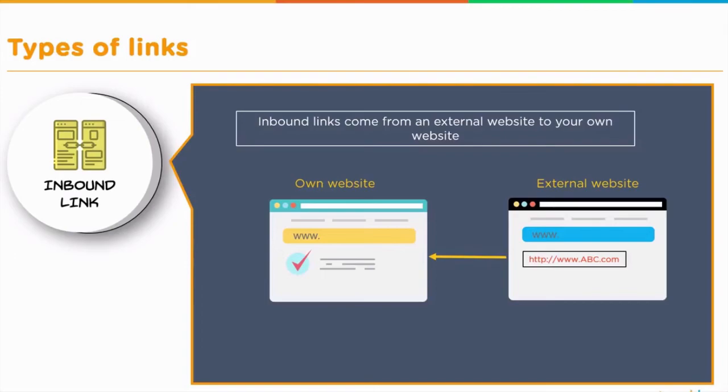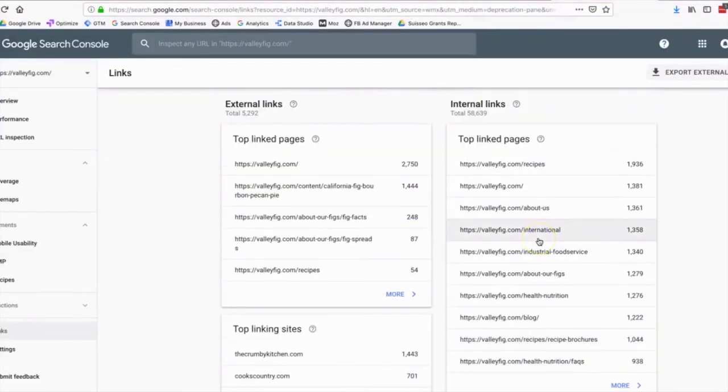So let's harken back to Search Console as an example. In Search Console, our links report shows us links pointing from external websites to our own website. But what are those link pages? If we look at some of those link pages here, we can see the top link pages. We could see valleyfig.com/recipes is the top link page. Then the home page, then the About Us, then /international. So if we're trying to generate backlinks from external websites to our own website, we want to make sure that they're pointing to interior pages, not necessarily the home page.